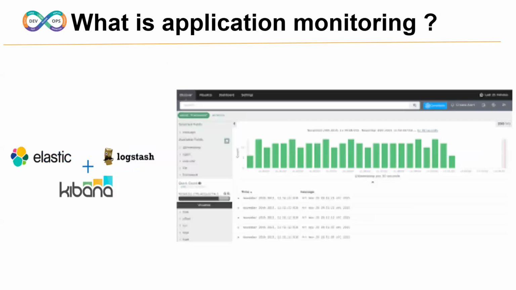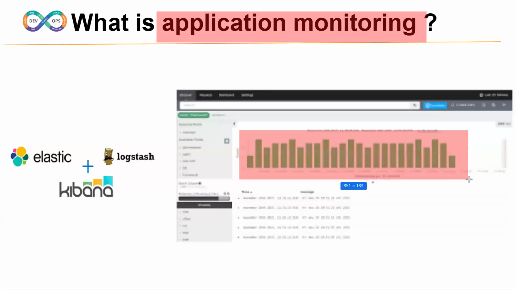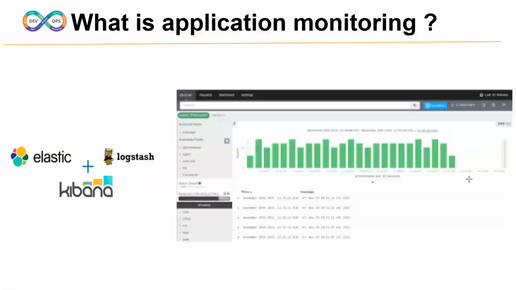We are going to be learning Elastic Logstash Kibana. With the help of ELK, we can monitor our applications, generate statistics, and give reports also. And we're going to be learning Grafana.